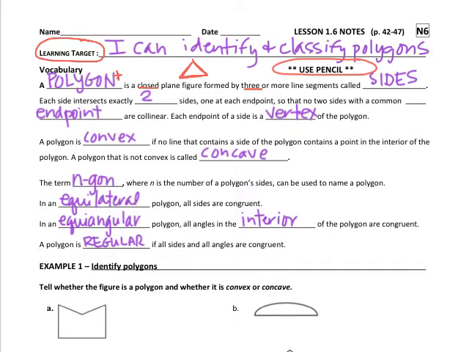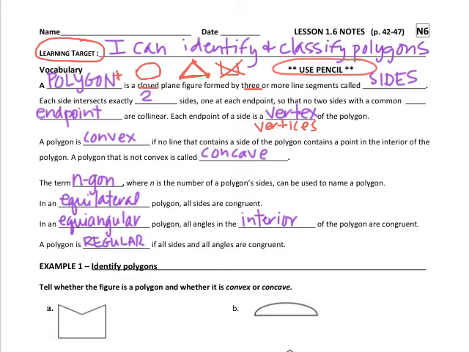Nothing can be open. So if you saw something that looks like this, that is not a polygon. Okay, so we would not consider that a polygon because it's not closed. The other thing about a polygon is that it cannot have any curves on it. So we cannot call a circle a polygon. Okay, so it has to have sides and it has to have vertices. That's the plural form of vertex is vertices. So there has to be these points where the sides come together.